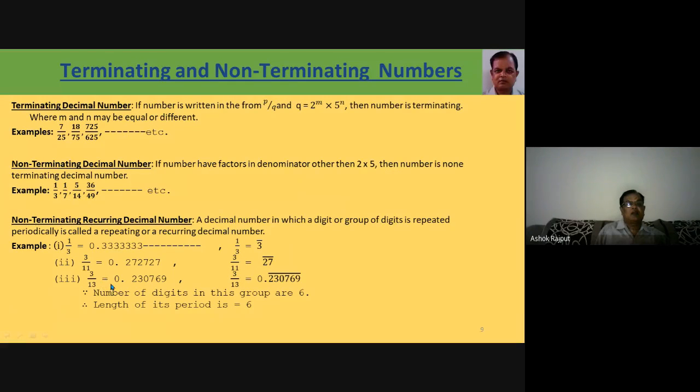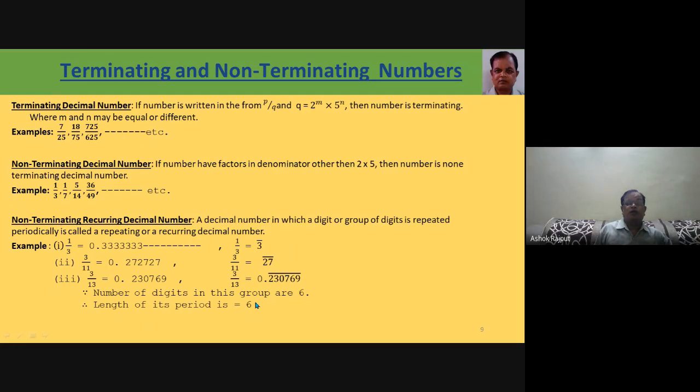3 by 13 equals 0.230769. Then after this group of digits it will repeat. Then 3 by 13 equals 0.230769 bar. The number of digits in this group is 6. The length of its period is 6. This way we can find the length of the group or period also. Here the period is 6, here 2, here 1.